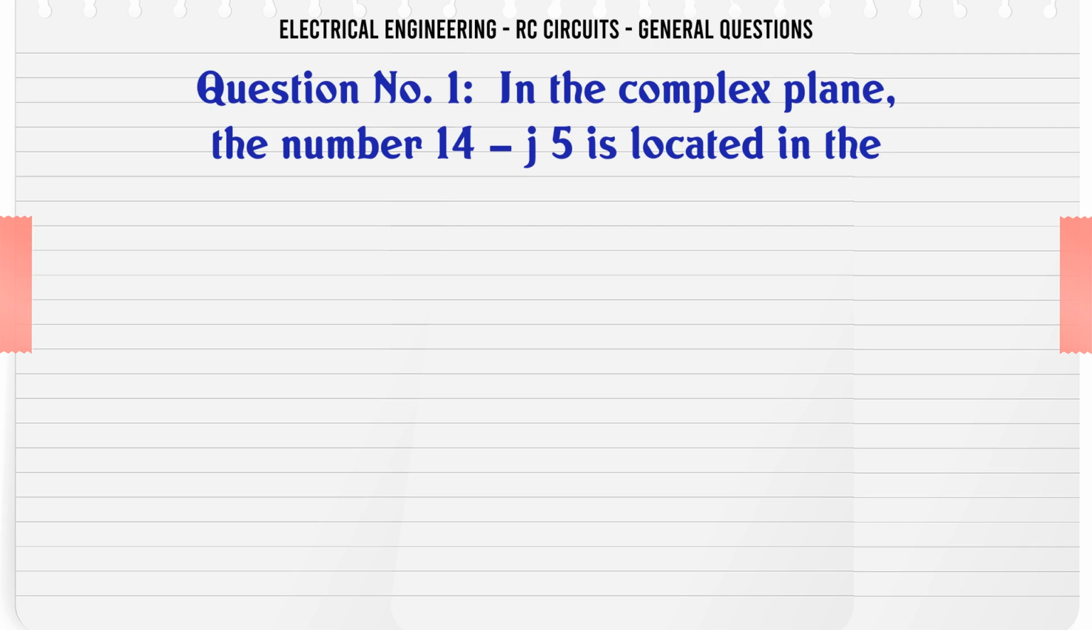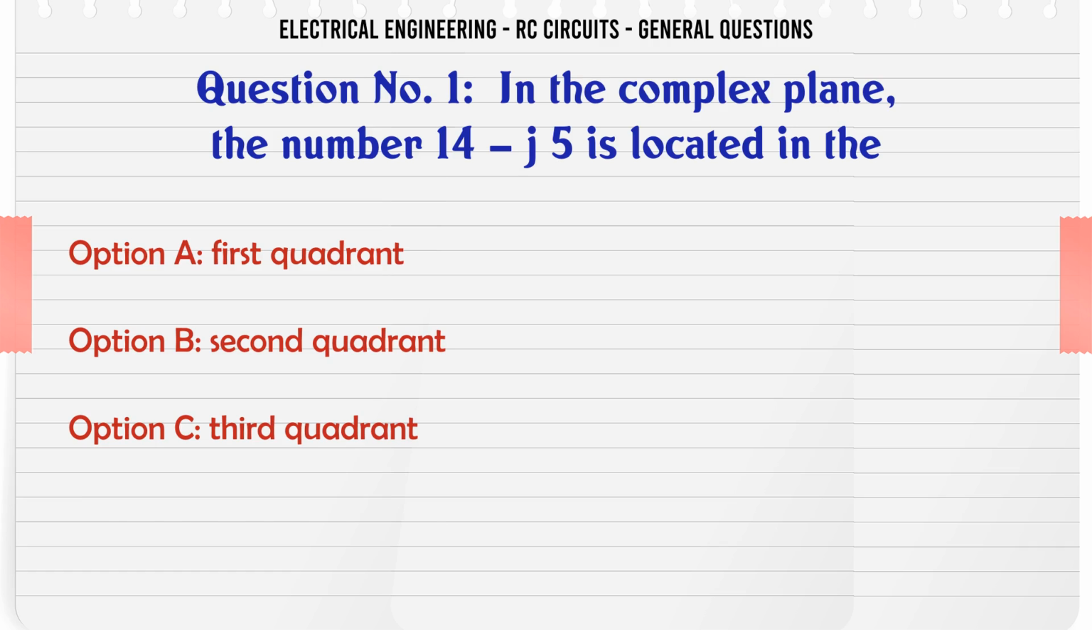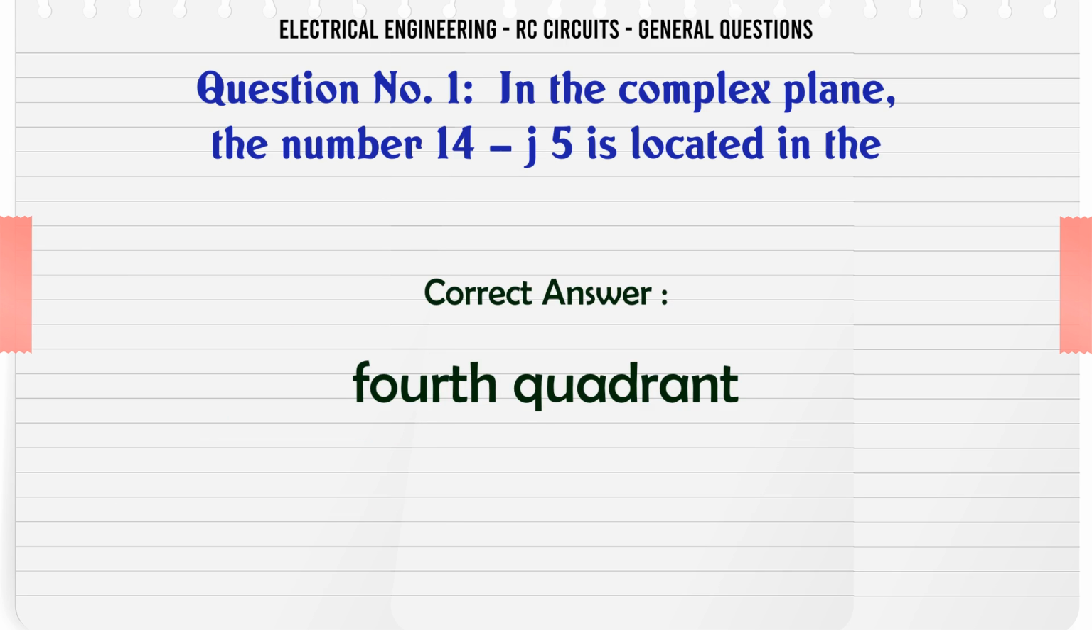In the complex plane, the number 4 − j5 is located in the A) first quadrant, B) second quadrant, C) third quadrant, D) fourth quadrant. The correct answer is fourth quadrant.